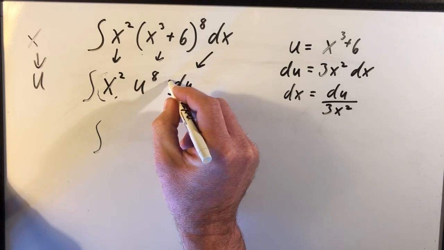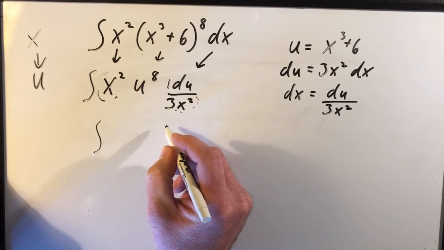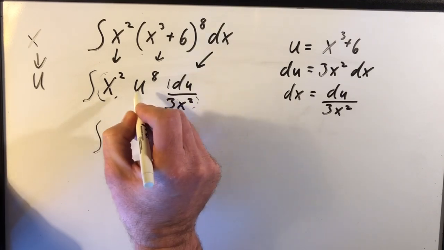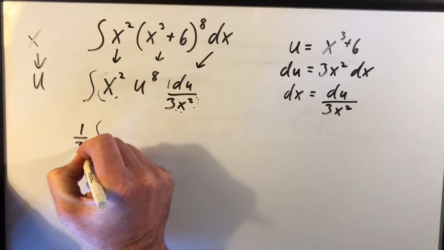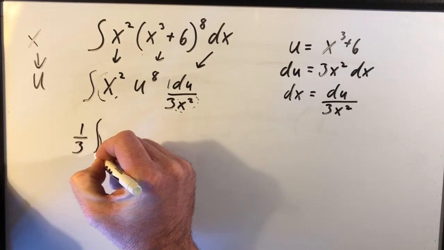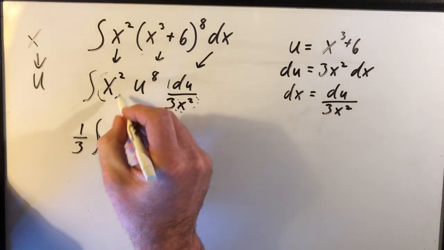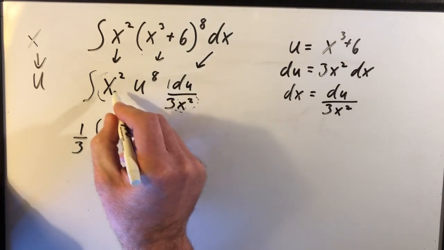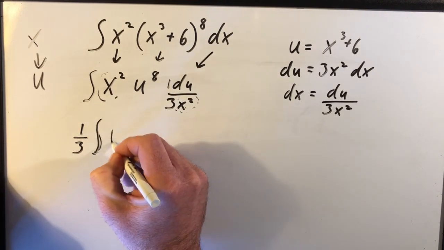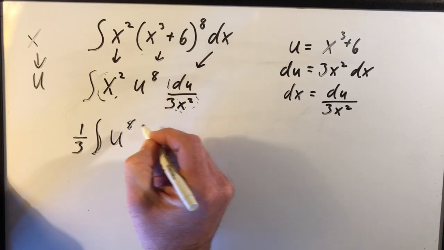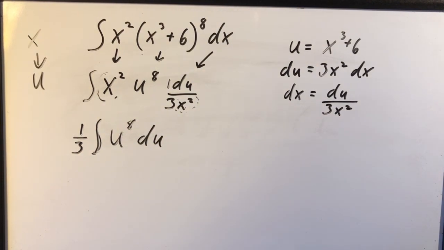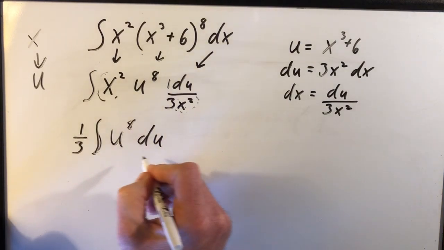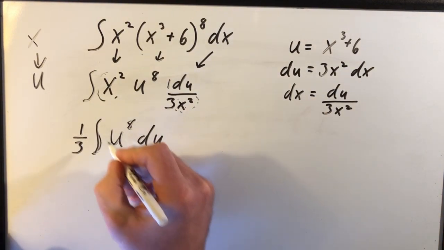If you can see there's a 1/3 here. It's just a constant multiplying against that u, so I can throw that out front. There. And so now what I'm left with is my x squareds cancel out, and all I'm left with is u to the 8th and then du. And so from there, it's just, we know how to do that.